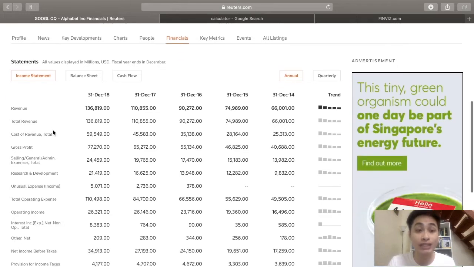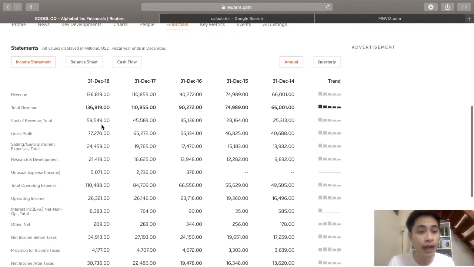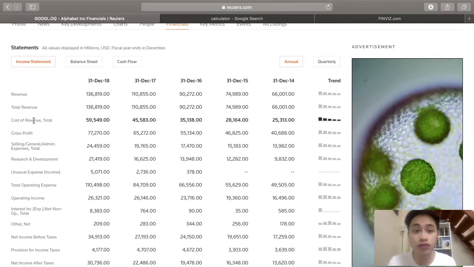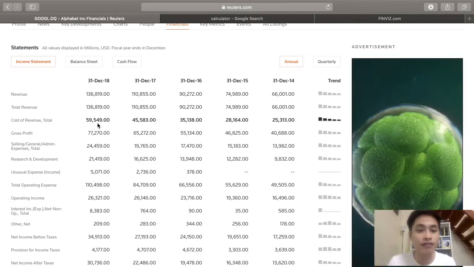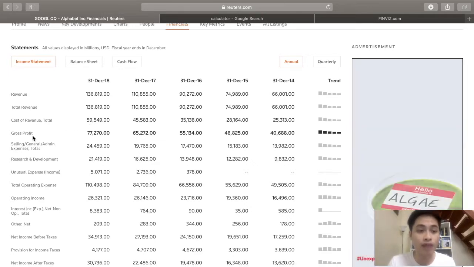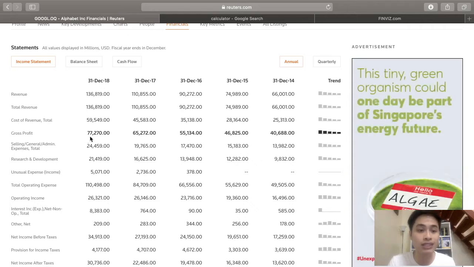Let's take a look at this year. We can see that the sales revenue of Google is 136,819. The cost of revenue, or the cost of goods sold, is 59,549. And then we have the gross profit here. The gross profit of Google is 77,270. Remember, how do we calculate the gross profit margin of a company? We first take the gross profit divided by the sales revenue. So let's go calculate Google's gross profit margin. Its gross profit is 77,270.